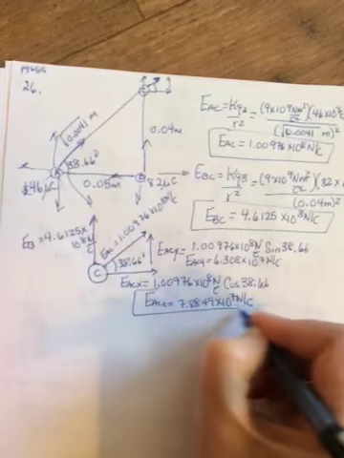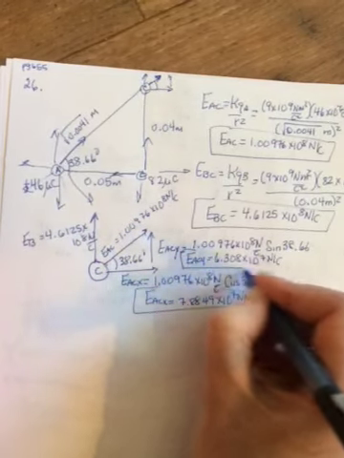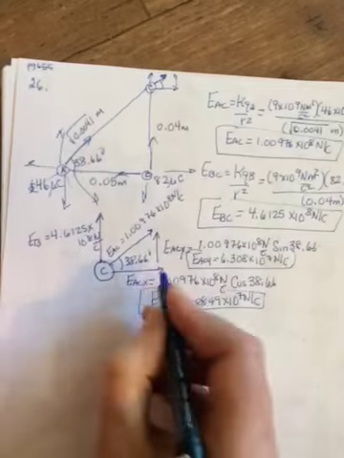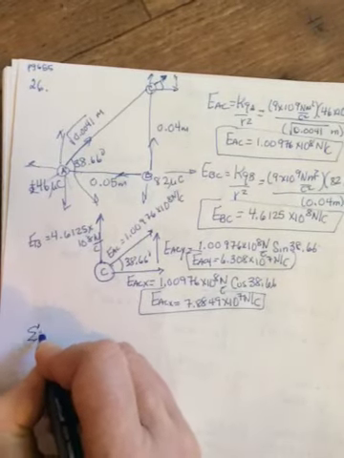All right, so once you have these, now you can do the sum of the fields. So the sum of the fields in the X is easy because there's only one.